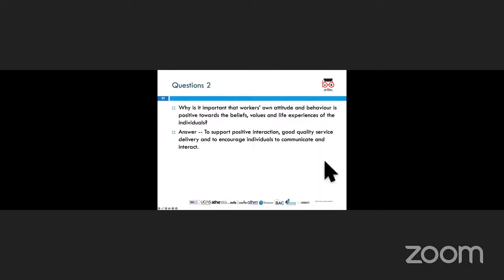Now, the other bit which I want to look at, the second question, is why is it important that workers' own attitude and behavior has to be positive, towards having positive beliefs, positive values, and their own life experiences? Why do you think this is important? Anybody, if you can think.